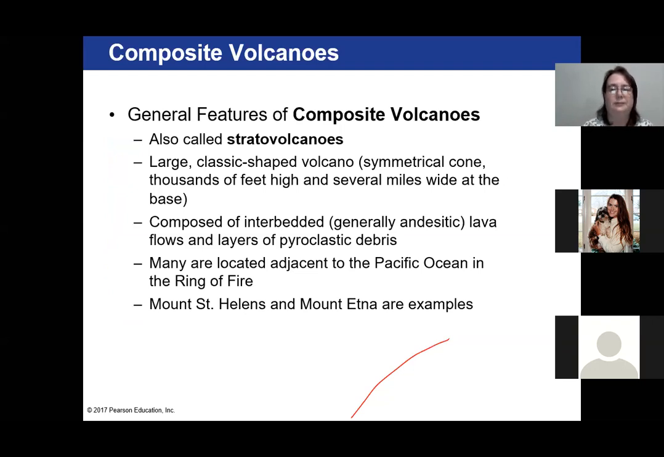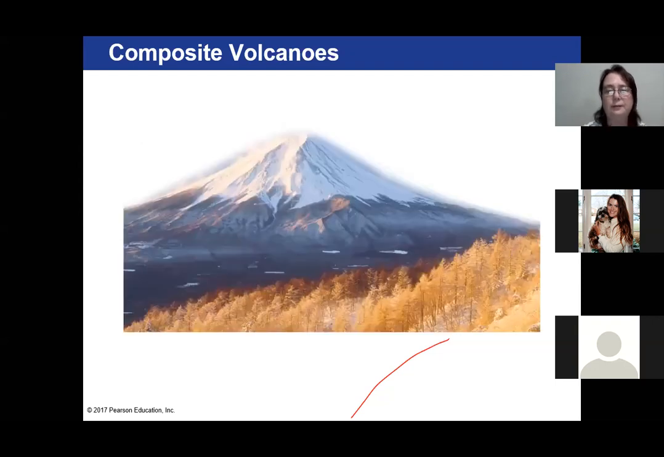Then we've got composite volcanoes. These are like Mount St. Helens. These are large and what you would think of as a volcano, your stereotypical volcano. Most of these are going to be circling the Pacific Ocean, and that's called the Ring of Fire. They're very tall and pretty symmetrical. This is Mount Kilimanjaro. It's a composite volcano.